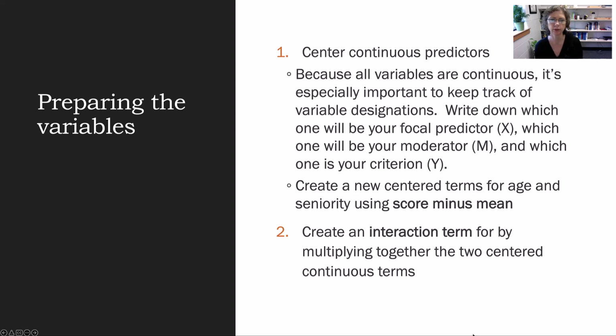So in the lab, we'll create new centered terms for age and seniority, and we do that by taking the raw score minus the mean. We'll do that by creating a new variable. We're also going to create an interaction term, which, like I said, is multiplying those two together.